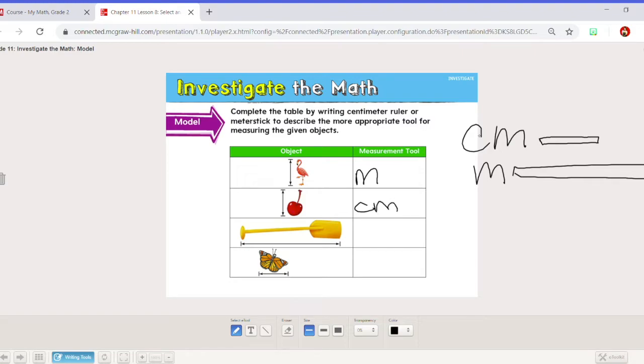We wouldn't really need a full meter stick, so we would just use that centimeter ruler. A boat oar, well, we know that's longer than the flamingo in the yard, so meter stick it is. And finally, the butterfly, kind of like our example with the ladybug, you would use a centimeter ruler to measure it because it is much too small for a meter stick.